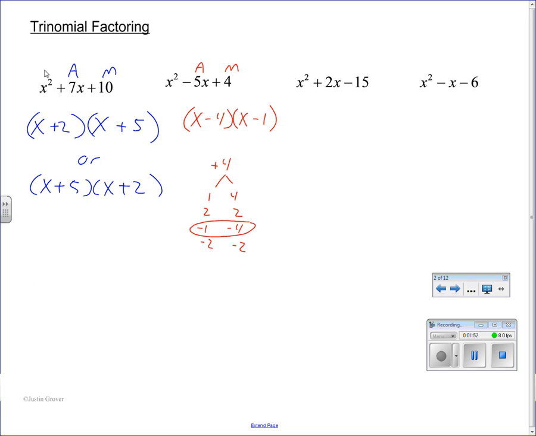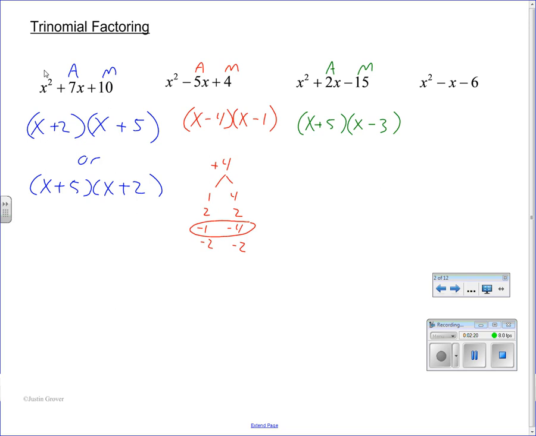Next, x squared plus 2x minus 15. What multiplies to -15 and adds to +2? That would be an x plus 5 and an x minus 3, +5 and -3. Multiply to -15 and add to +2. When you're multiplying to a negative number, such as -15, your numbers are going to have different signs, one positive, one negative, and sometimes that helps narrow things down a little bit.